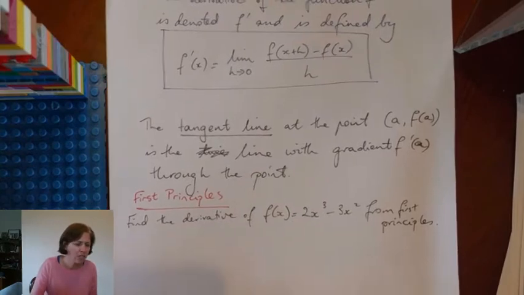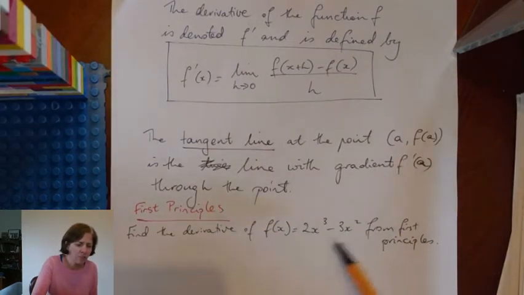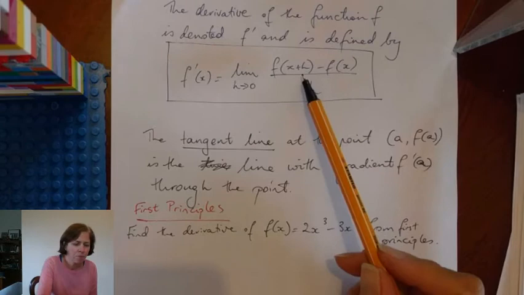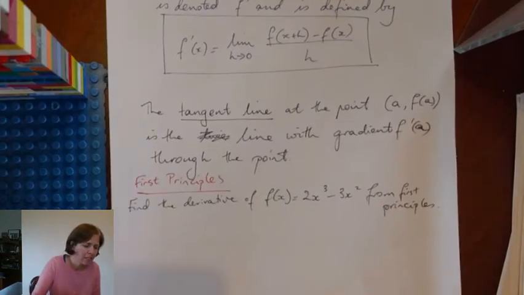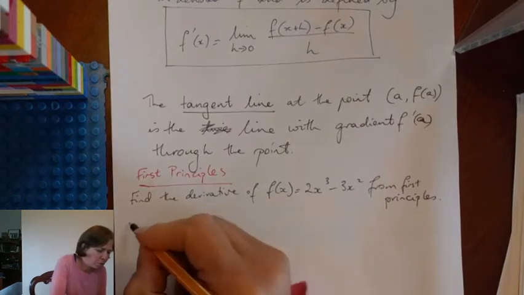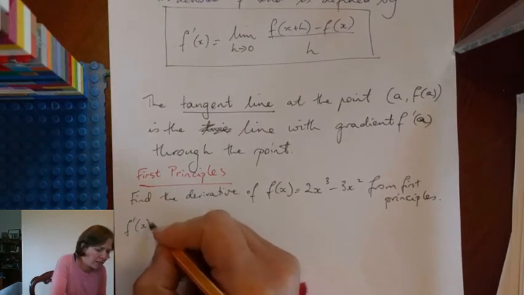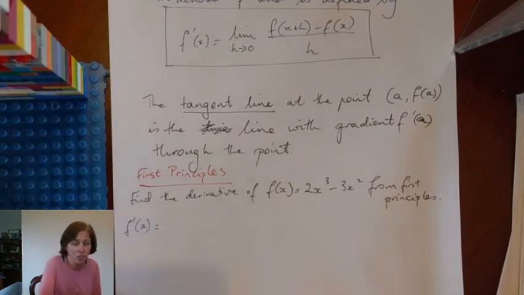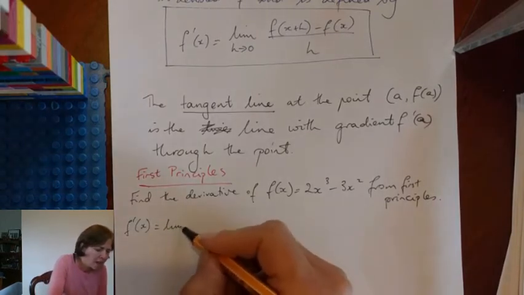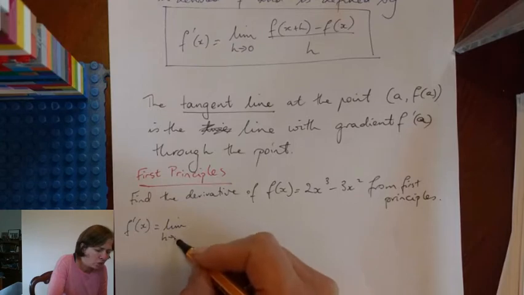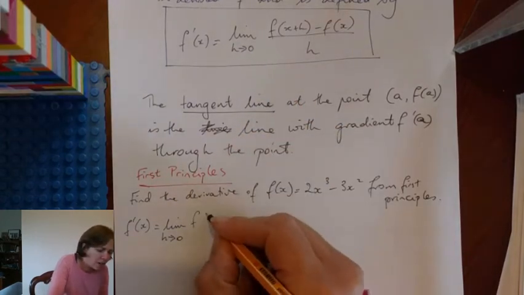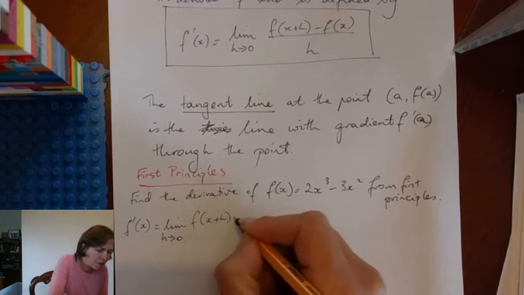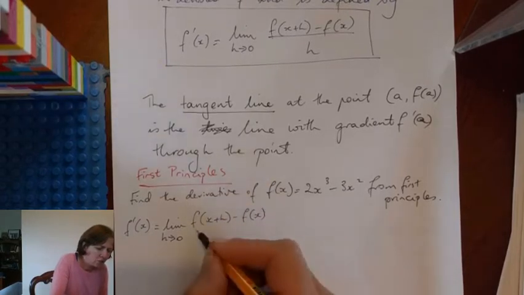So what I need to do here is use this formula, put f of x into it, then expand and simplify everything and see what I get. So to find the derivative from first principles, first of all, I'm going to write down f dash of x equals, because f dash of x means the derivative, and that's what I'm finding. And I'm going to write down the limit as h approaches 0, because that's what I've got in my formula. And then I've got f of x plus h minus f of x over h.